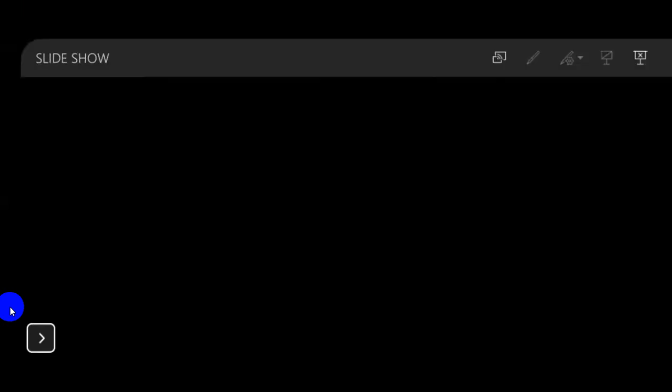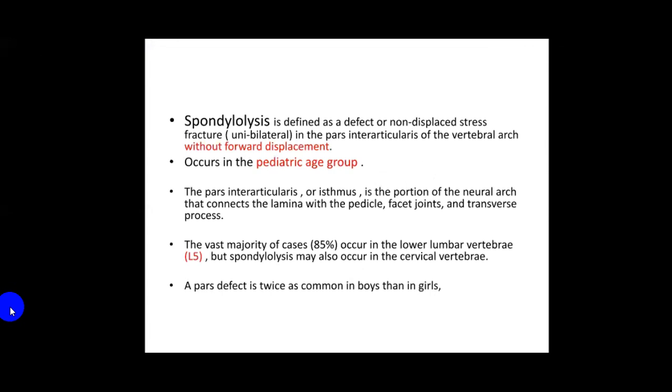طيب أول شيء spondylolysis نعرف إنه this is a big subject which is defined as a defect or an undisplaced stress fracture in the pars interarticularis of the vertebral arch without forward displacement. تذكروا بالمحاضرة قبلها حكينا عن spondylolisthesis is a forward slippage of the proximal segment in relation to the distal segment. عندنا هون spondylolysis is defined as an undisplaced stress fracture in the pars interarticularis.